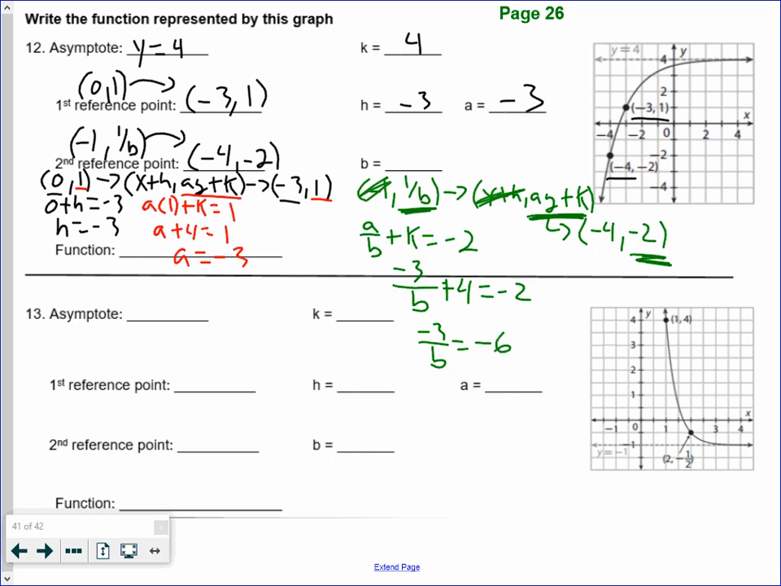We're going to solve for b. Multiply by b on both sides. Negative 3 equals negative 6b. Divide by negative 6. Negative 3 divided by negative 6 is a positive 1/2. So our b is 1/2.